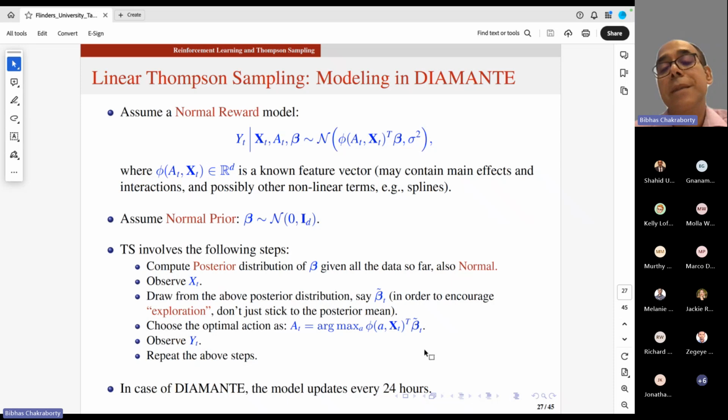In Diamante, because the study was a daily intervention, the model needed to update overnight, every 24 hours. Every day after it updates at night time, the next day it allocates treatments based on the new betas, the posterior draws from the beta distribution. So that's how the basic Thompson sampling was operationalized.